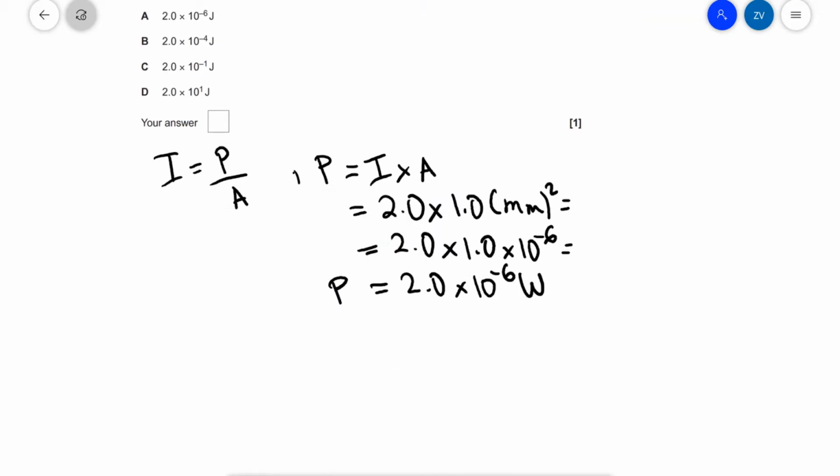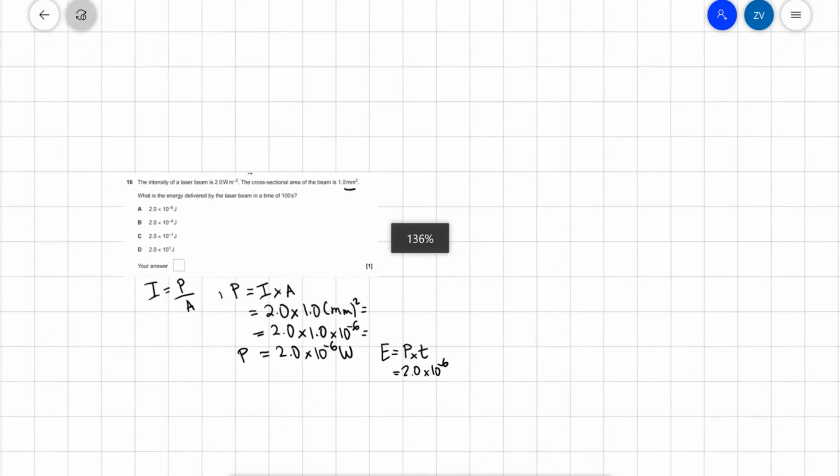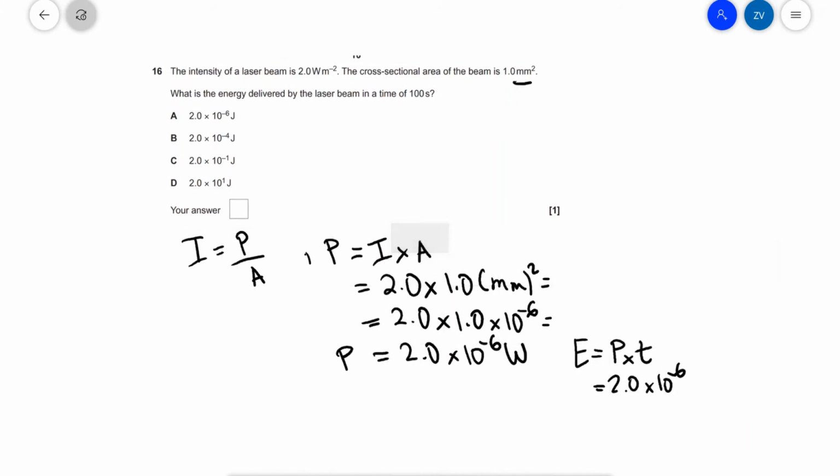Now, because energy is equal to power multiplied by time, this will equal 2.0 times 10 to the power of minus 6 in a time of 100 seconds. Oops, what's happened here? Let's zoom back in. So it's going to be times 100, which is going to give us 2.0 times 10 to the power of minus 4, giving us the correct answer, which is B.